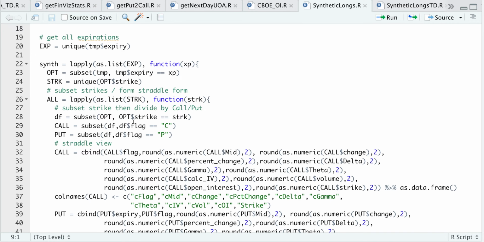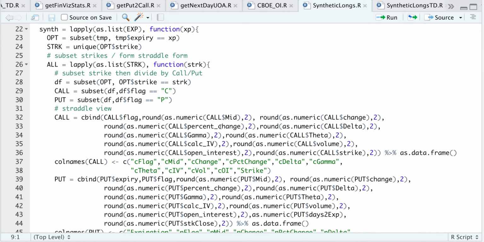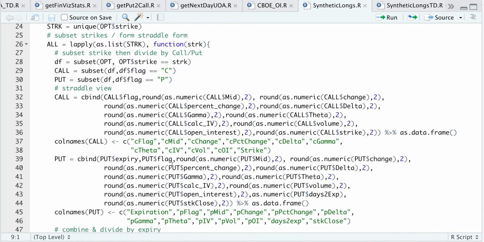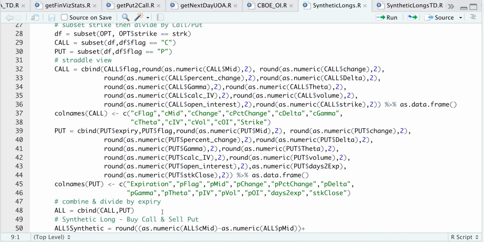I'm going to group just a couple of columns, which includes the mid price for the call option and the put option, the change, the percentage change, the delta, gamma, theta, the calculated implied volatility, the volume, open interest, and of course the strike price. And I'm going to do that for the call side and the put side. I'm just going to rename some columns. So after I group that data, I'm going to combine both the call and the puts by using cbind. So again, we'll have this straddle view.